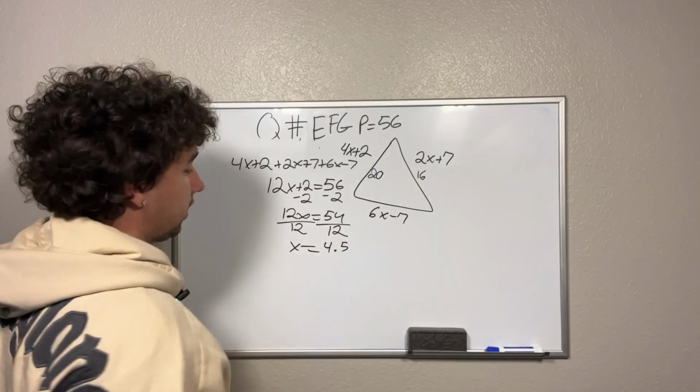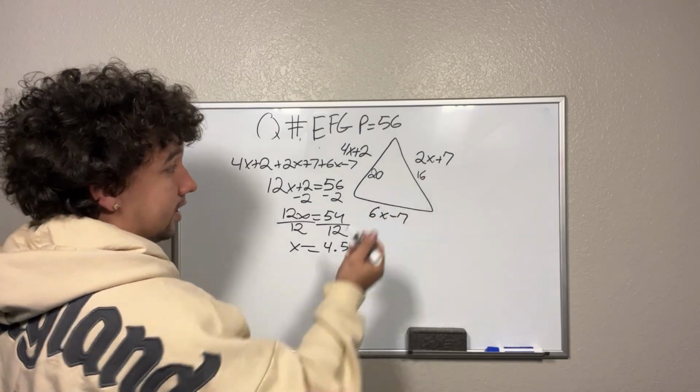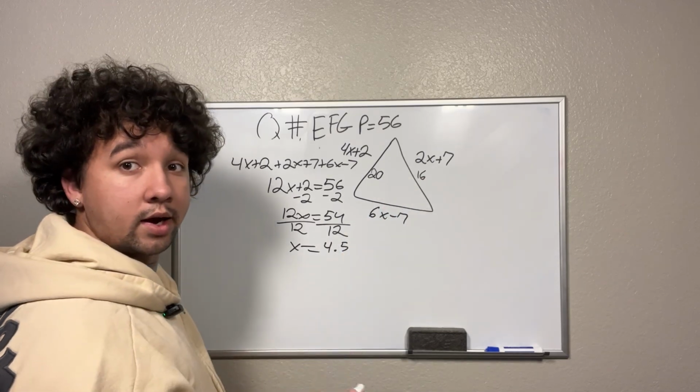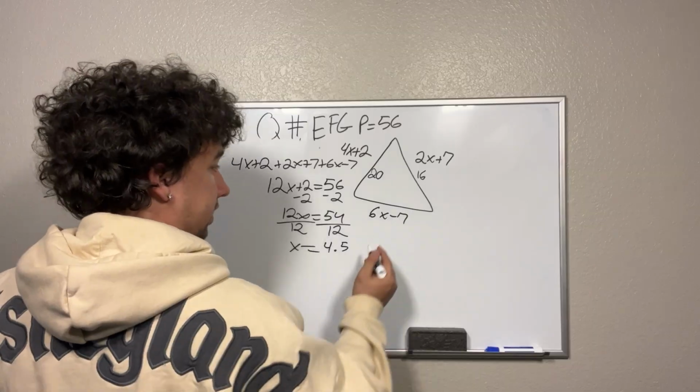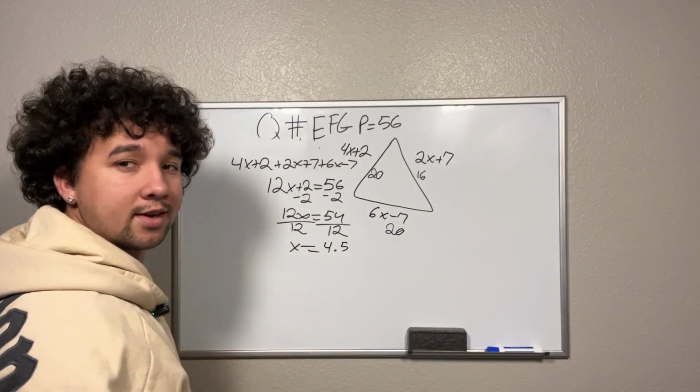I have to plug it in here. Well, 4.5 times 6, I'm thinking 4.5 times 2. I know that's 9, and I have to do that 3 times, so 9, 18, 27. So 27 minus 7, that's also 20. Notice I have 2 sides that are exactly the same. This is an isosceles triangle.